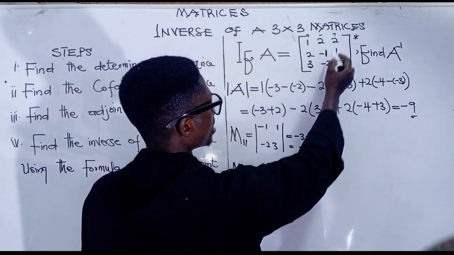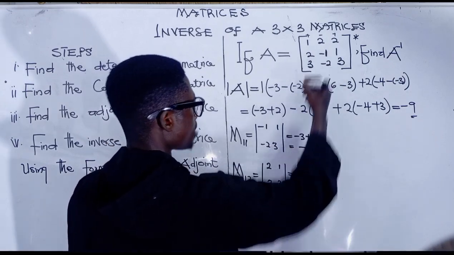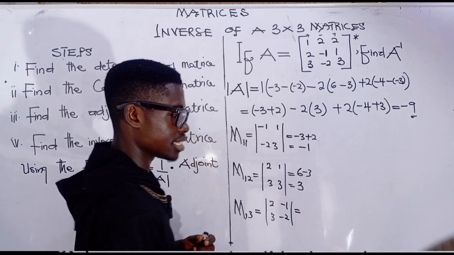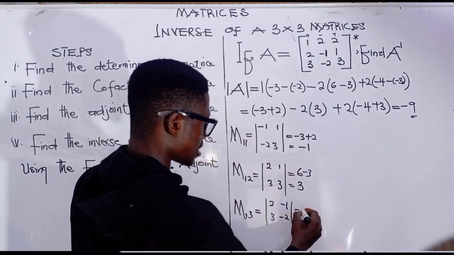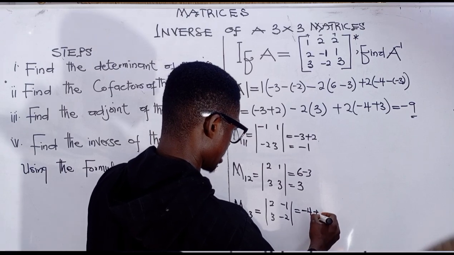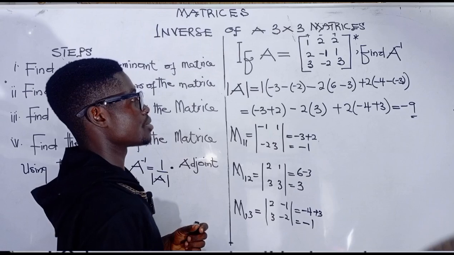Then we move on to the minor of the first row and the third column, which is this very part. We are going to collapse the first row and the last column. So we'll be left with 2, minus 1. Then after that, we find the determinant. This will give us minus 4, which is going to give us plus 3. So we have minus 1.